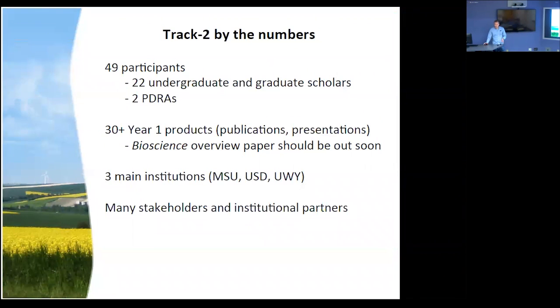So briefly by the numbers, just an update for everybody. So far we have 49 participants in the project across all institutions. That includes 22 undergraduate and graduate scholars, 2 postdocs. We have so far 30 products, publications, presentations, websites, other things of that nature, which we're hoping to increase even more here in year 2. Notably, we have an overview paper in BioScience that received extremely favorable reviews, and it should be out as soon as we can find the time to submit revisions that are due in less than a week, but that's pretty minor. The main institutions are Montana State, South Dakota, University of South Dakota, and Wyoming, but there are critically many other stakeholders and institutional partners that we are reaching out to, or hope to, to provide critical information for our scenario building of what the upper Missouri River is going to look like in the near to far future.